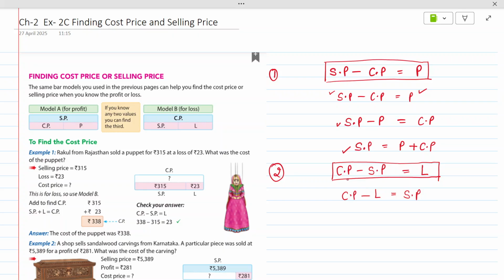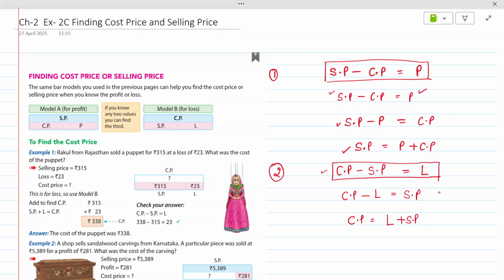Similarly, if we have to find the value of CP and SP and loss are given to us, what we can do is L will remain in the LHS and we will move SP to the right. So minus SP will become plus SP, and we can find out the value of CP. And here again, you just have to remember this thing and you can put the values and find out the other.